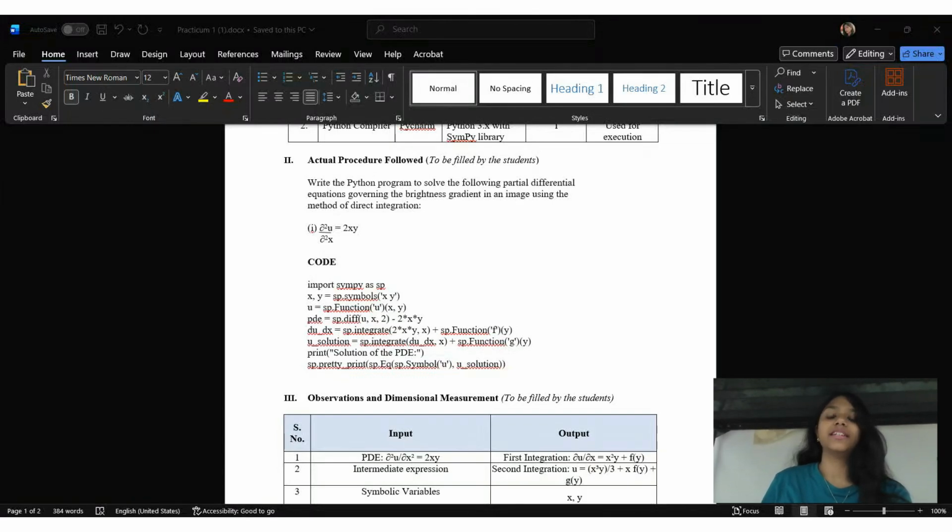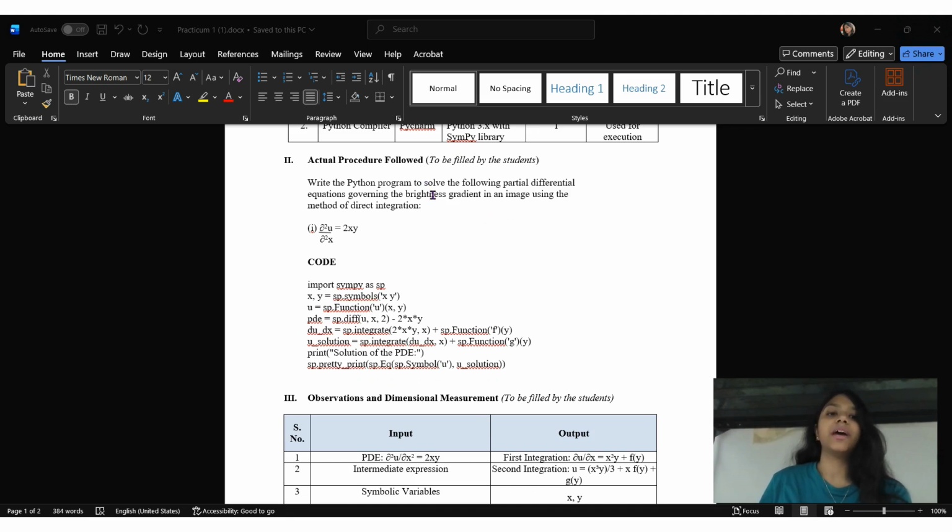Hey everyone, in this video we're gonna solve a partial differential equation using the Python SymPy library. Don't worry if PDEs sound intimidating. I'll break it down step by step so you can see exactly how this code works.